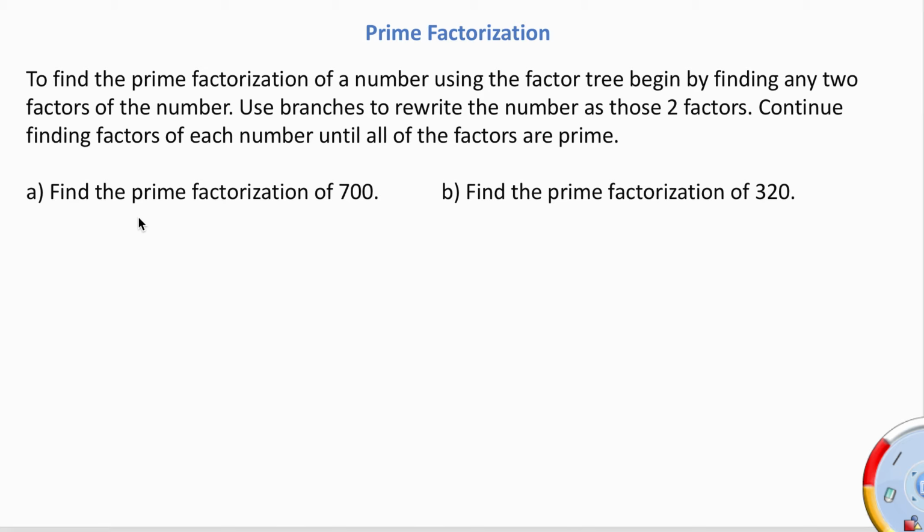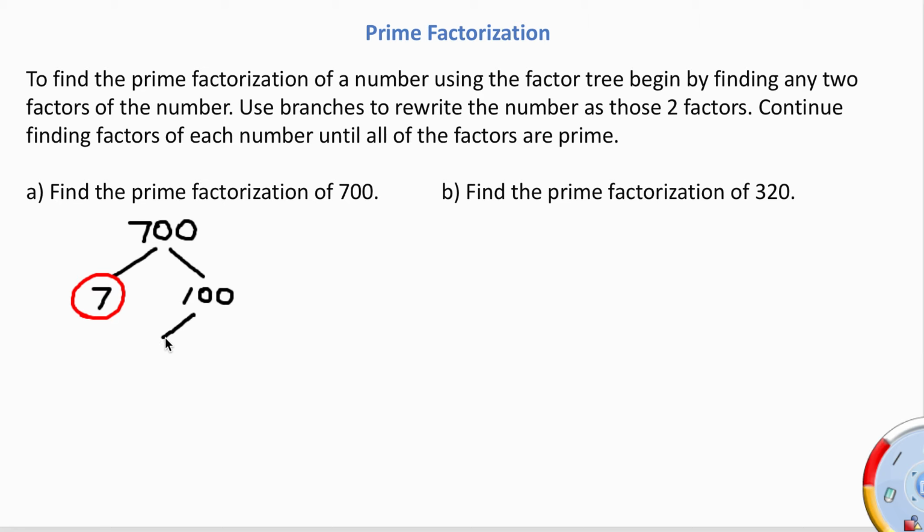Okay, so if I take the number 700, I think of any two numbers that multiply to give 700. So some of you might have said 70 times 10, some might have said 7 times 100, whichever way. I thought of 7 times 100. Okay, 70 times 10 would have been okay with the first two numbers you think of. And anytime you get one of those numbers that's prime, you circle it, and that branch stops.